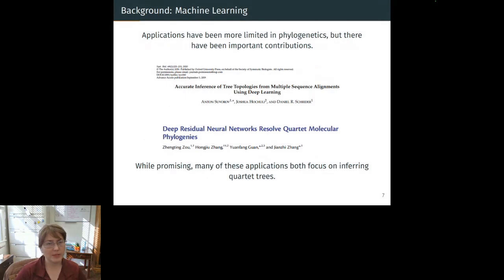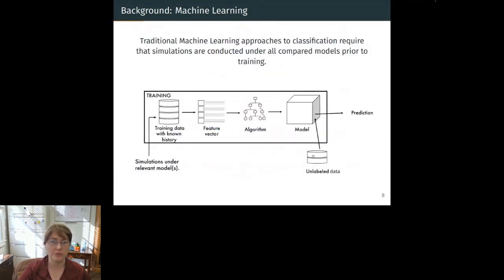These approaches have also been applied in phylogenetics, although the uptake has been a little bit slower here. Here are a couple of the early papers doing this, and these approaches found that machine learning worked really well for inferring phylogenetic trees. However, both of these approaches focused on inferring quartet trees or trees for four taxa. To understand why that is, we just have to go back to how we actually use supervised machine learning in phylogenetics. Before we can make any predictions about new data, we have to train this algorithm.